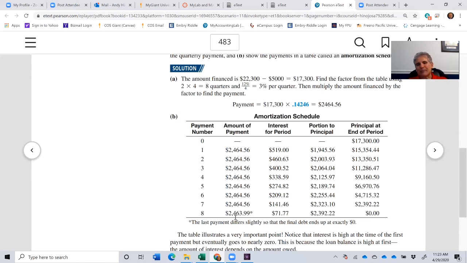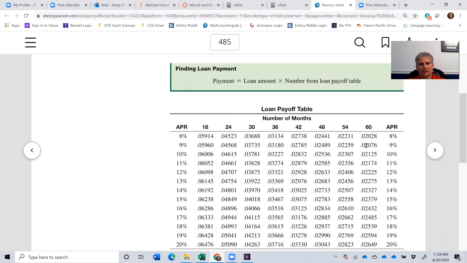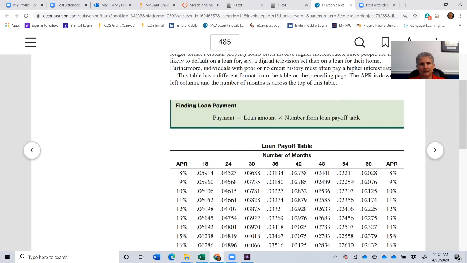There might be a slight modification in the last payment simply because the interest isn't perfect. There'll be some small rounding amounts, so that last payment may be a little bit different. There's the amortization table. Now there's a loan payoff table as well here. So let's see what this is about.